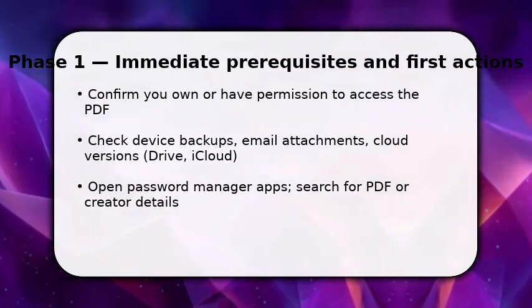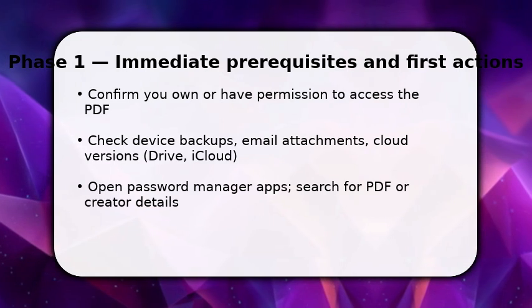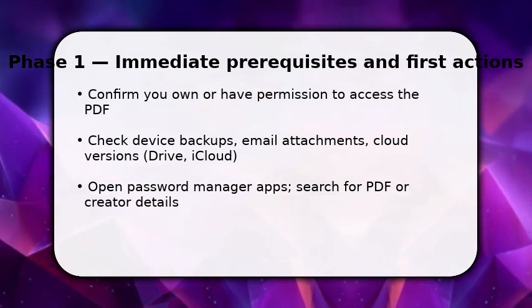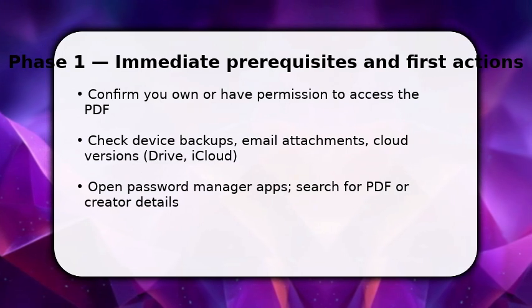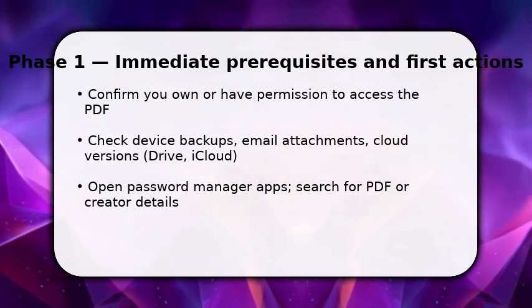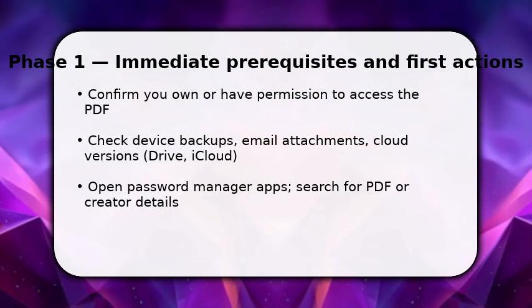Make sure to inspect device backups and synced folders, because an unlocked copy often lives in a backup. If you find the original sender, ask them directly for the password. This is the fastest, cleanest route.